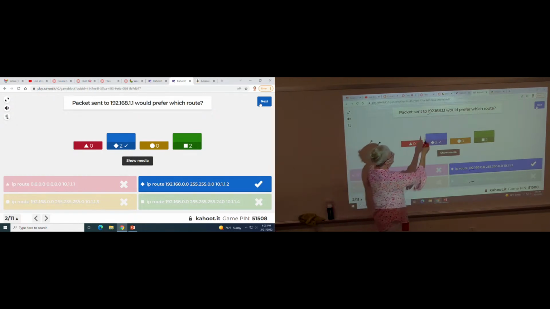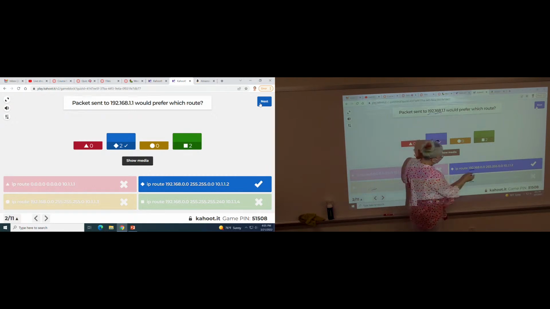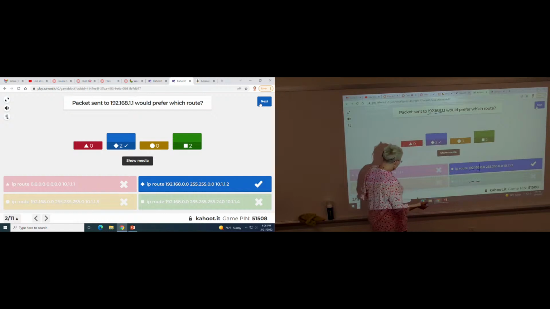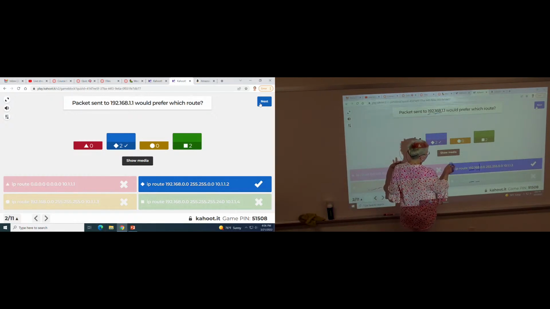And then 168, right? So let's see, 255, 255. So we're looking at these first two full octets. So the 168, does that match? It does. And what about this one? It does, right? And what about this one? It does, okay. So far we've already got a match, right? We know that this one matches.